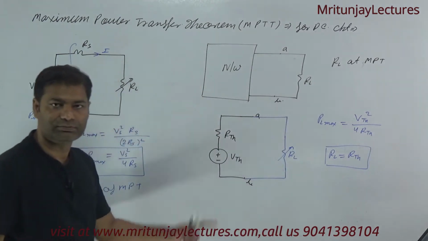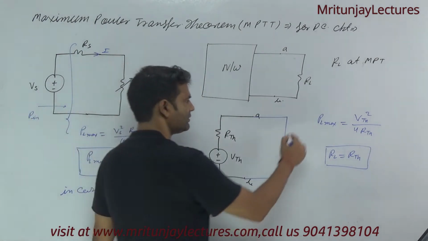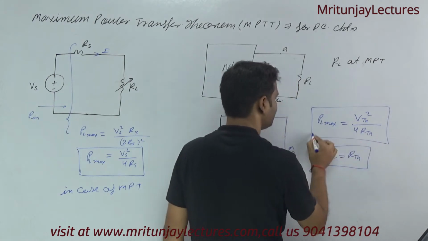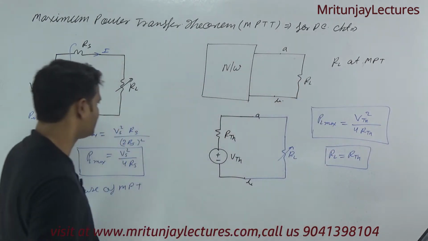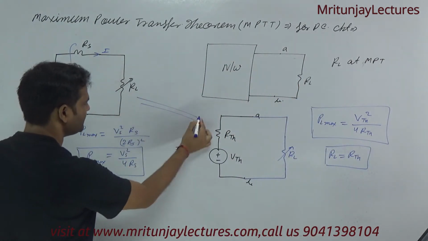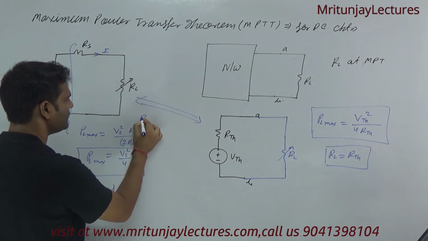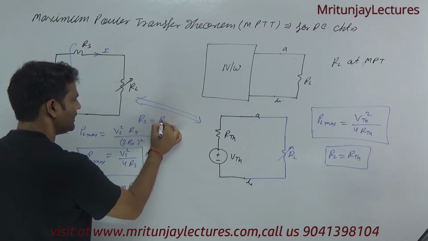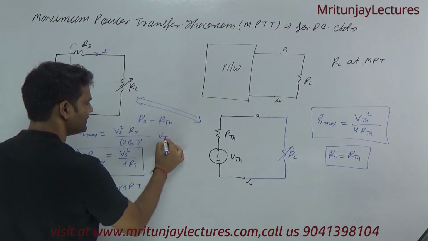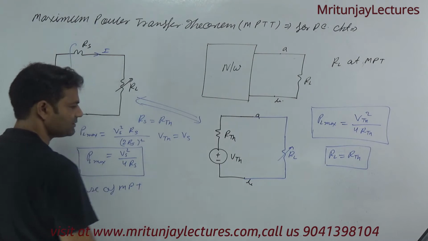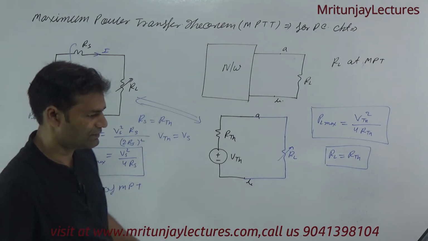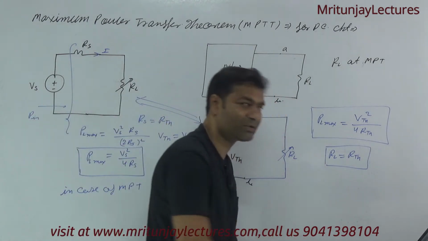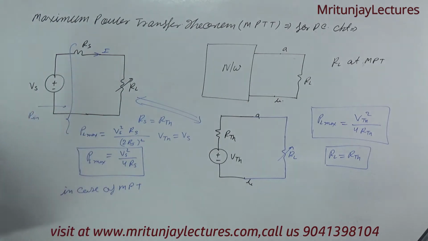So make it VTH divided by 4 RTH. If you compare both in this circuit, then Rs will be equal to RTH and VTH will be equal to Vs. So make it like this one. After that we will focus on some numerical problems corresponding to that.